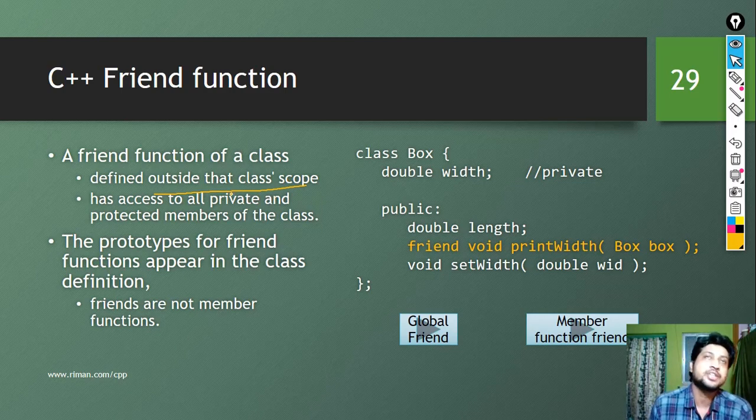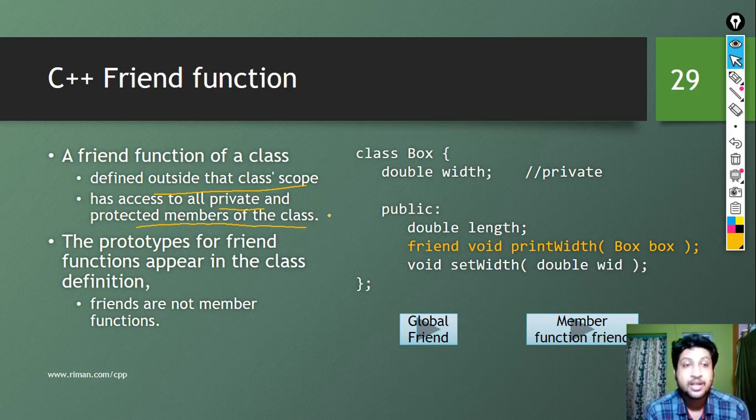A friend function does not belong to that particular class, but has access to all private and protected members of the class. We know that only the public members are accessible from outside the class, and even that only by using an object. Without an object, we cannot access any members. Forget the private members, we cannot even access the public members without objects. But here is the solution: a friend function has access to everything, even though it is not a member of that particular class.